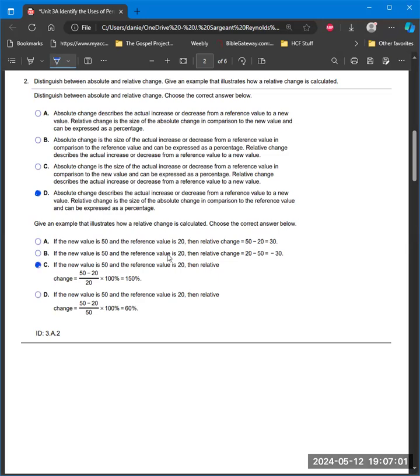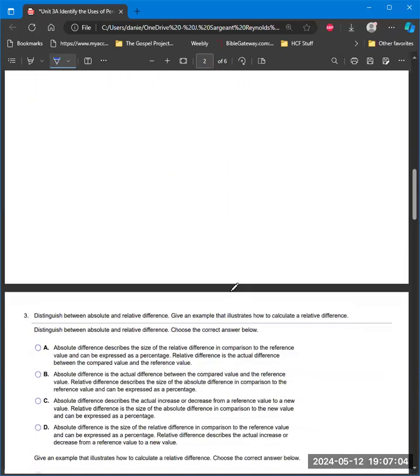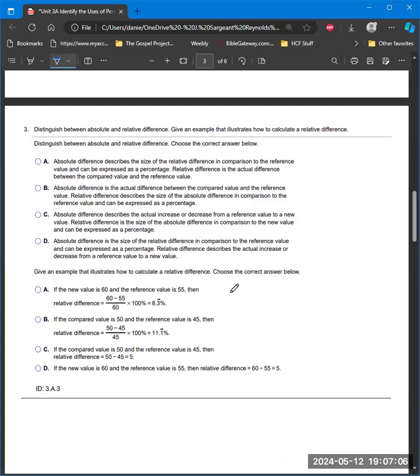The next question is almost exactly the same thing, just a little change in wording: distinguish between absolute and relative difference. They're just using the word difference instead of change, and give an example that illustrates how to calculate a relative difference. So basically the same question. Absolute difference is the actual difference between the compared values and the reference value. Relative difference describes the size of the absolute difference in comparison to the reference value and can be expressed as a percentage.